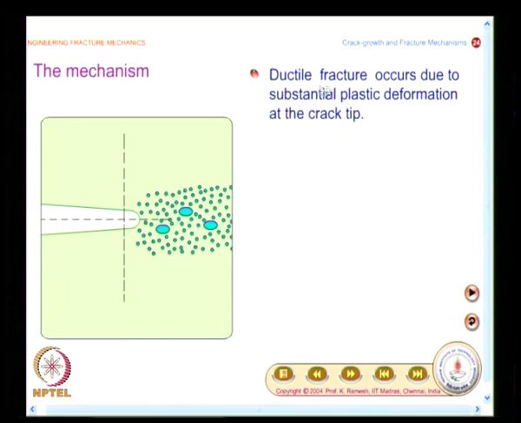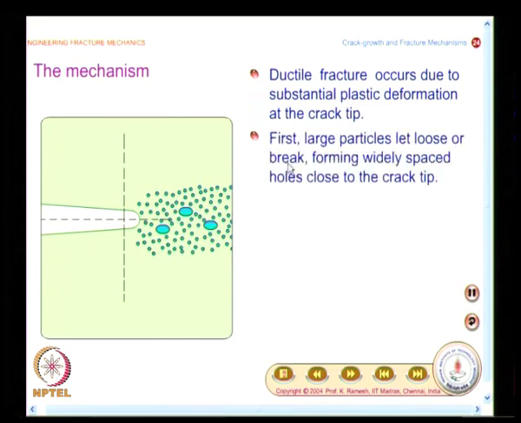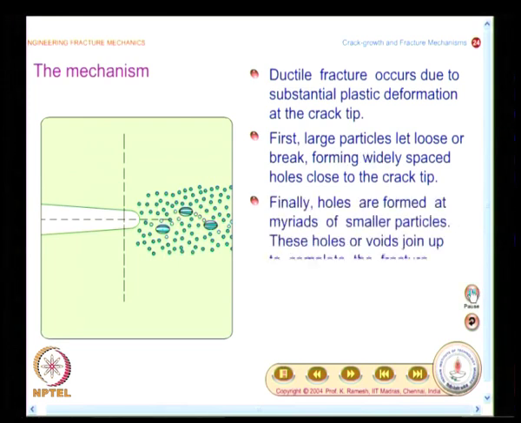We have seen already that ductile fracture occurs due to substantial plastic deformation at the crack tip, and what you have is first the large particles let loose or break, forming widely spaced holes close to the crack tip. In fact, you could look at the animation simultaneously, but you would also spend time looking at the animation exclusively later. Now, let us look at the steps. After the large particles let loose or break, holes are formed at myriads of smaller particles, and what happens is these holes or voids join up to complete the fracture.